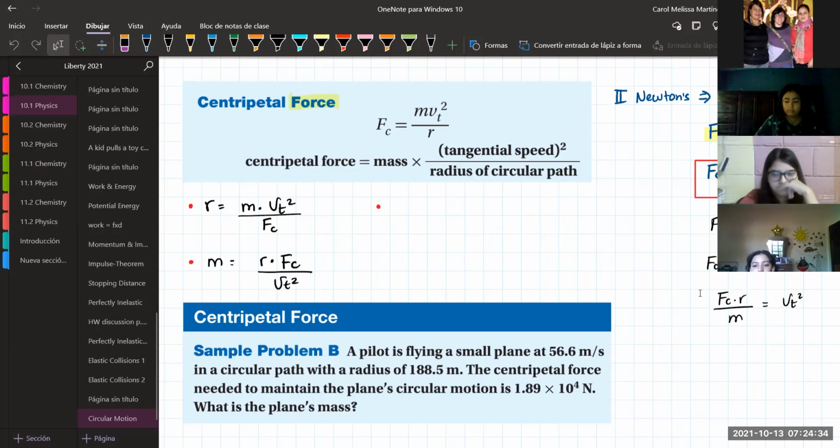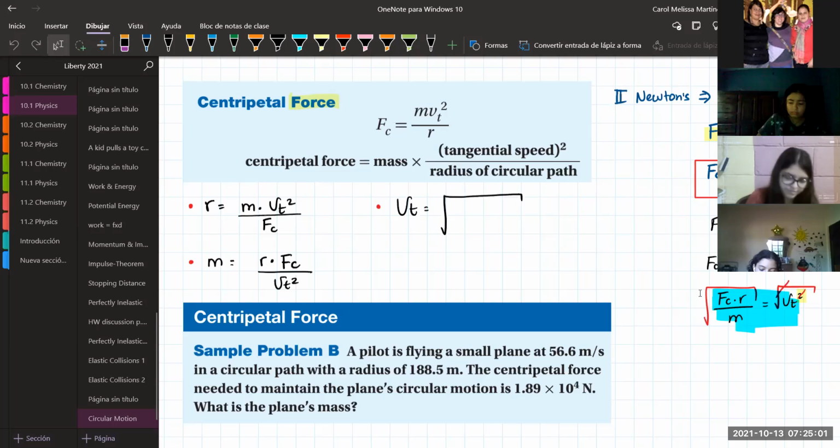And since I have a square right here and I want it to be linear, what I do is I get a square root, but not just in one side, but in the two sides. So these two are going to be canceled. And here is the equation for Vt. So Vt, tangential speed, is equal to the square root of centripetal force times the radius of the circular path divided by the mass. So those are the possible isolations that you are going to need.